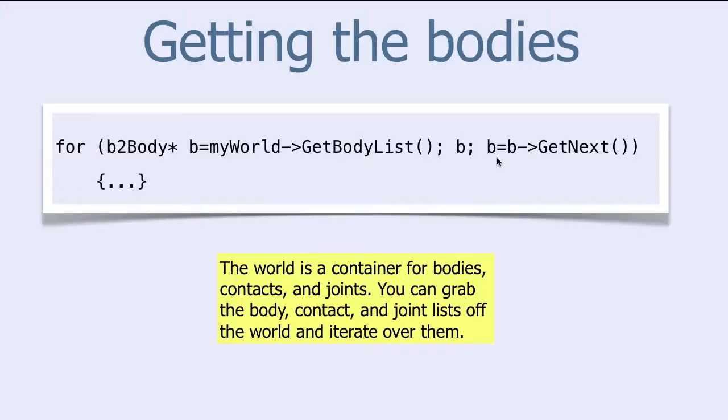How do we get hold of the bodies in our code? The world has a list of all the bodies, and you can iterate the list accessing the bodies. And this is what is happening here. Let's now go to Xcode and see how we can make the ball bounce.